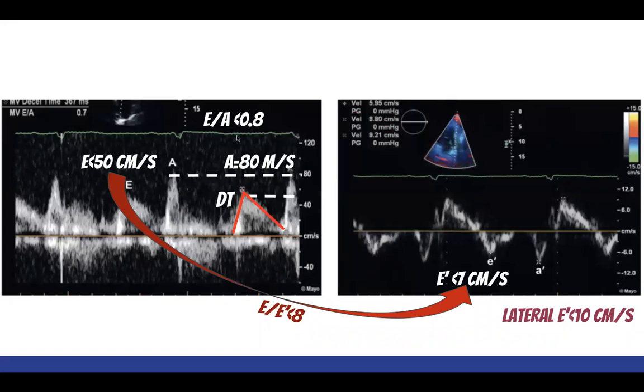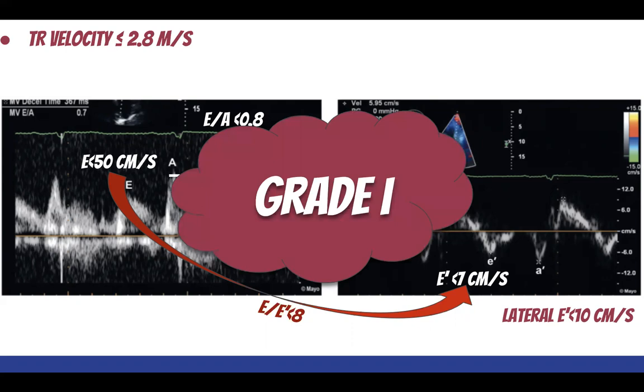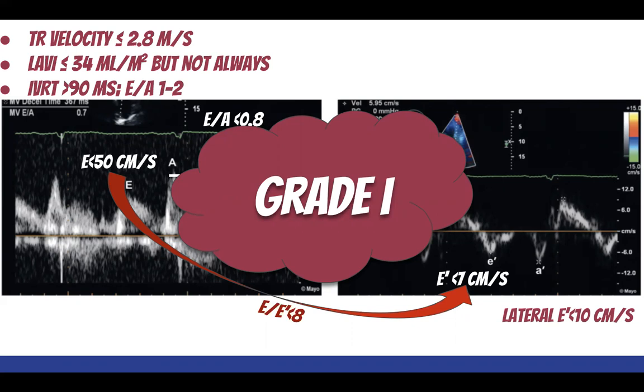The E to A is less than 0.8, and the mitral inflow E velocity is less than 50. So that's already enough to diagnose grade 1 diastolic dysfunction. But if you would look for more parameters, you'll see that the TR velocity should be less than 2.8. Left atrial volume index should be less than 34, but maybe not always. The IVRT more than 90.